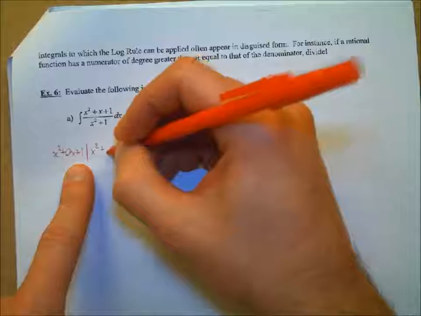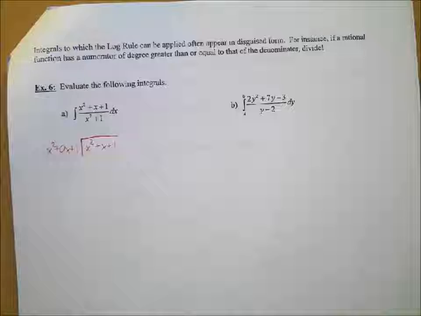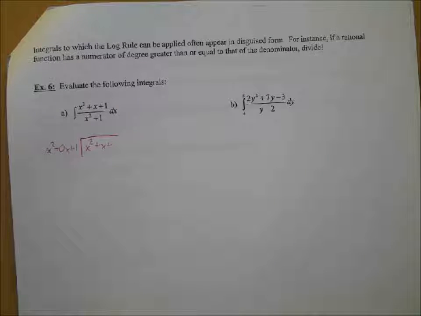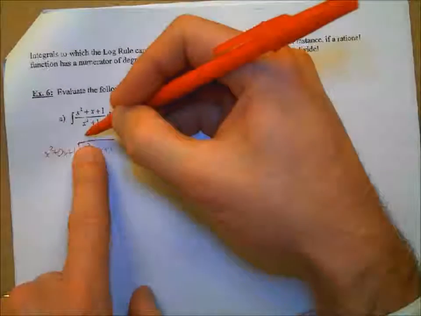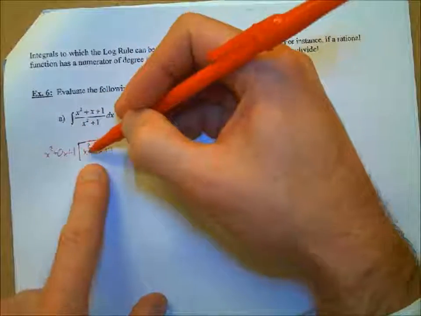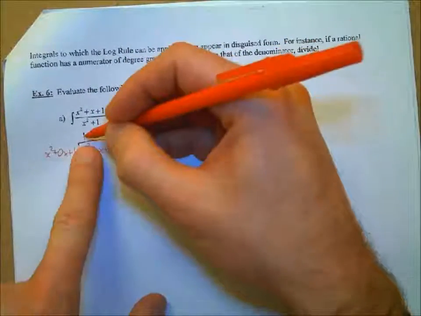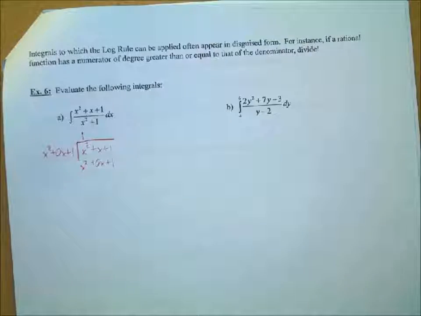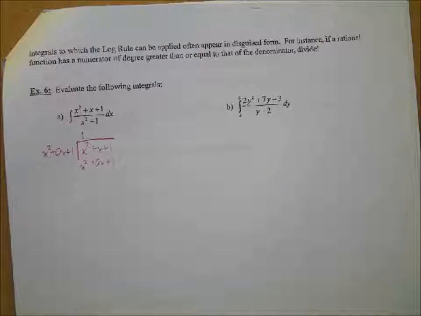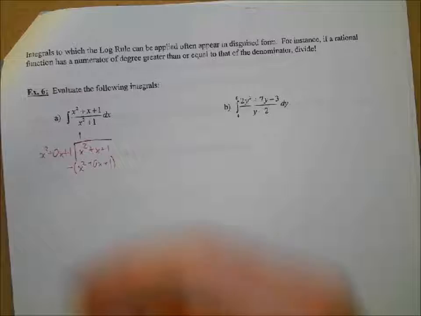Put your placeholder in. We have x squared, we don't have an x, so I'm going to put a 0x and then plus 1. Is it necessary? Not really, but I think it's helpful. Okay, long division, everyone's favorite. So, what times x squared gives us x squared? 1. 1 times x squared is x squared. 1 times 0x is 0x. 1 times 1 is 1. Okay, and what do we do with this quantity?